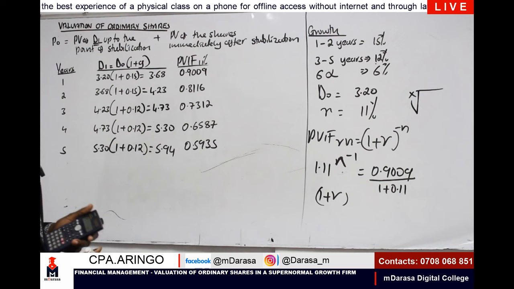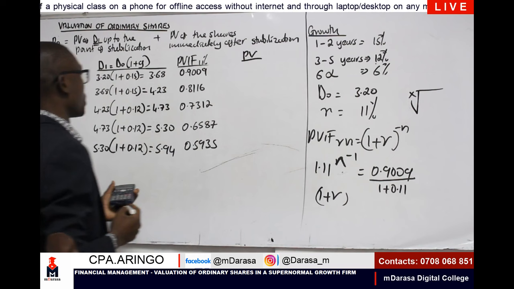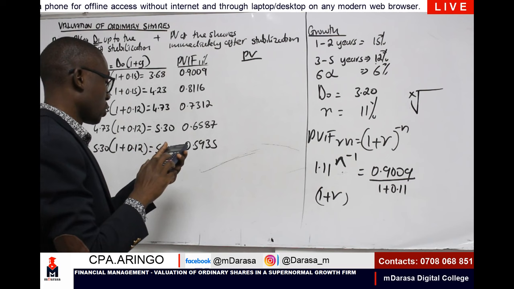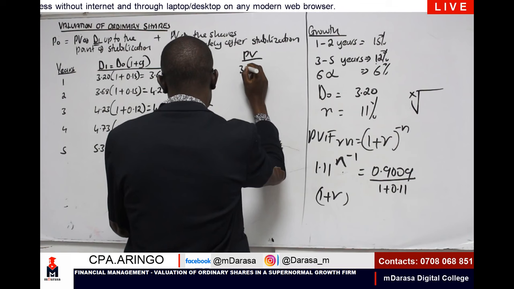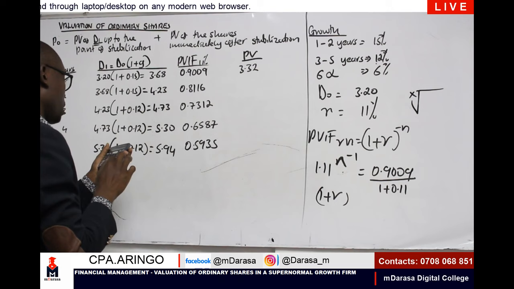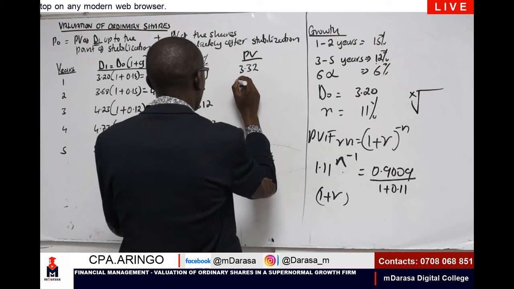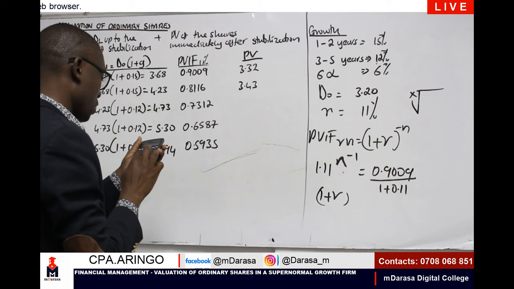So can we determine our present value? Yes, we can. We take the first one, 3.68, and multiply by 0.9009. This should give us a value of 3.32. Then 4.23 times 0.8116 should give us 3.43. 4.73, we multiply by 0.7312. This should give us 3.46.